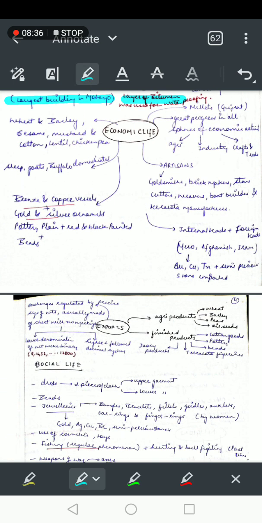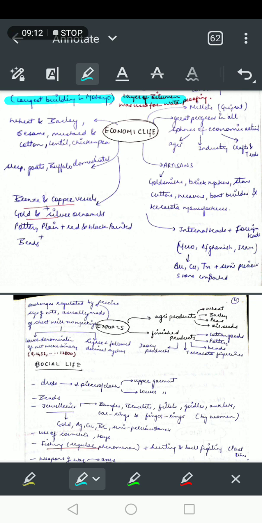Now, moving to the economic life, they did agriculture, cultivating wheat, barley, sesame, mustard, cotton, lentil, chickpea, and they cultivated millets in the Gujarat region. There was great progress in all the spheres of economic activity. They excelled in agriculture, and they excelled in industries, I mean not the big industries. There was the industry for cotton, so they used to wear cotton clothes.